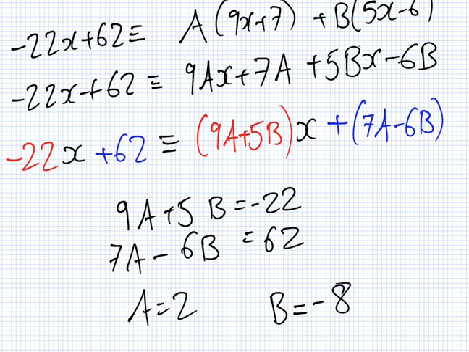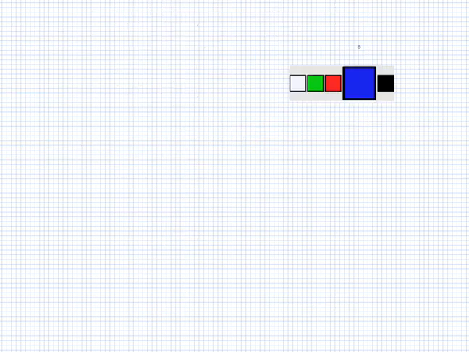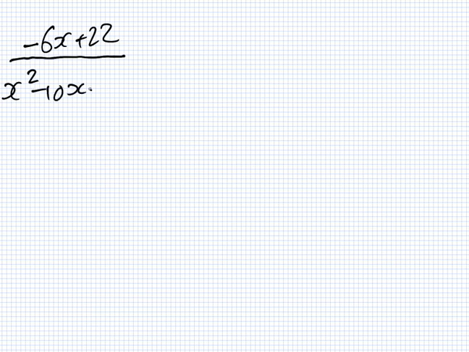Okay. Now let's do another example, one that's very similar to this, but there's a small complication in it. So if I scroll down, minus 6x plus 22 over x squared minus 10x plus 25. So before you start, what type of problem is this? Well, it's linear over quadratic. And what were the two examples I've done for you so far? Linear over quadratic. So it seems like, what should be the problem here?